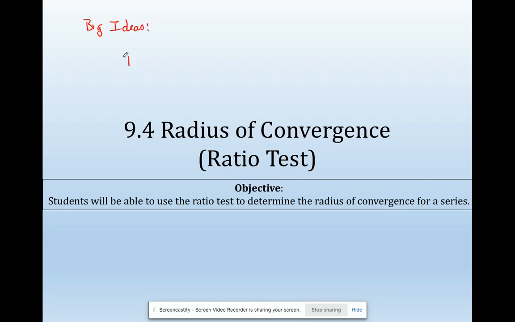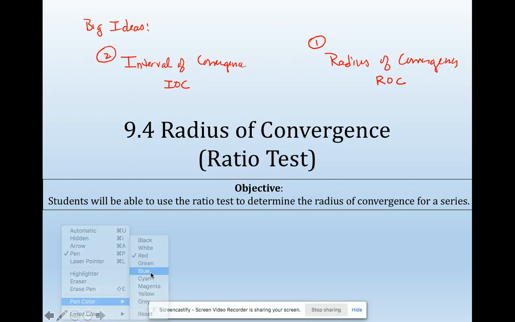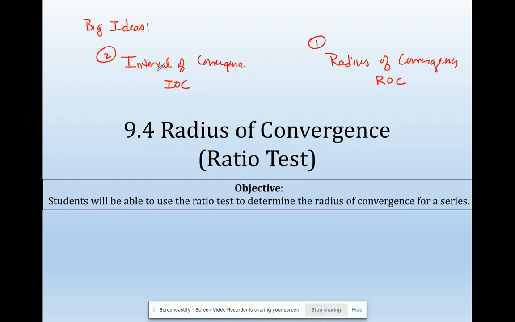The big ideas being the interval of convergence and the radius of convergence. Even though I've written the interval first, we call this the ROC, we call this the IOC. We are going to do this first, and the next video will cover the interval of convergence. But I want to remind you that there is a particular series, one of our faves, a geometric series for whom you already know the interval of convergence and can find it, right?